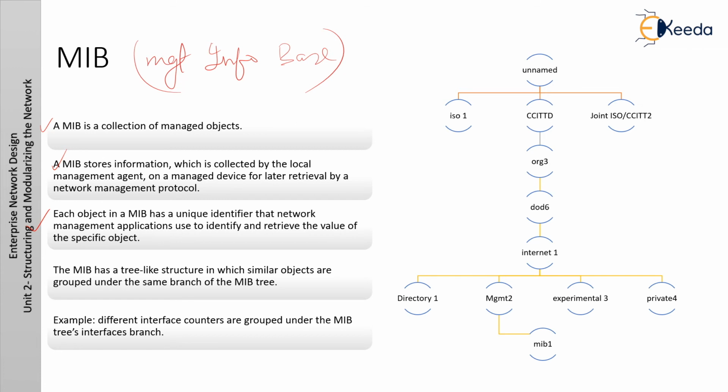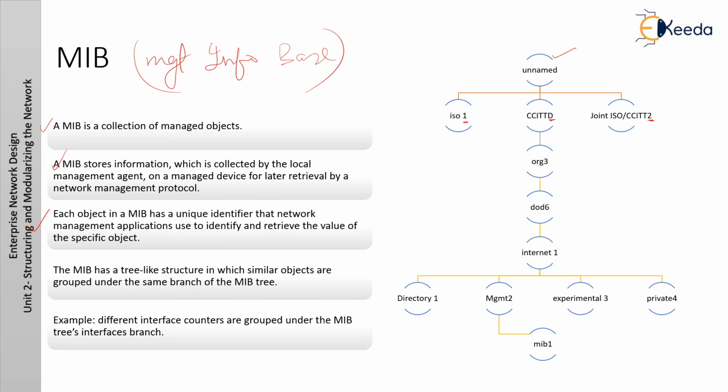Okay. So in this particular figure, the MIB structure is logically represented by a tree hierarchy, and the root of the tree is unnamed. Right? And it is split into three main branches: ISO 1, CCITT, and joint ISO CCITT 2. So here some numbers are there, 1, 2, and in this diagram next to CCITT, the number is 0 or maybe it may be misprinted in the book also.